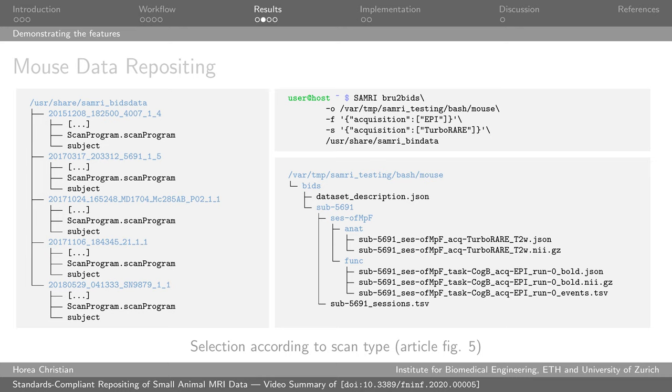So on the left-hand side, you have the original archive, which was either downloaded automatically or manually before. And you can see that it contains these somewhat strangely named scan directories from Bruker, with lots of underscores and with some numbers at the end. And within these, you have the subdirectories where the reconstruction is located, and the scan program and the subject files where a lot of the metadata is located. Basically, the command in the upper right will select a subsection of the data in the left-hand panel, and it will create the BIDS archive in the lower right-hand panel.